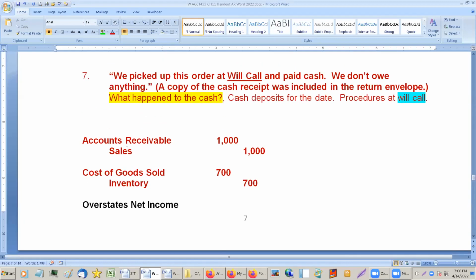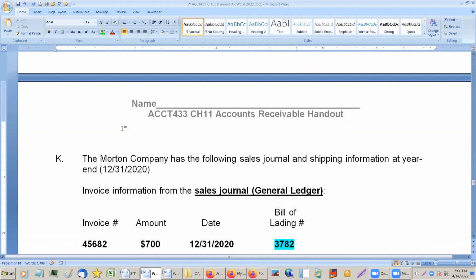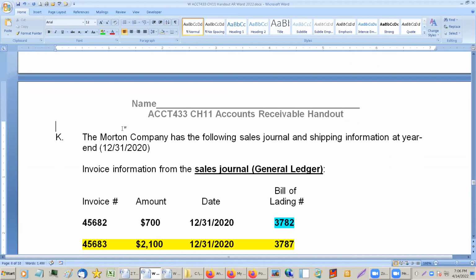So these are kind of related, the accounts receivable and the inventory, because the cutoffs are going to be similar.